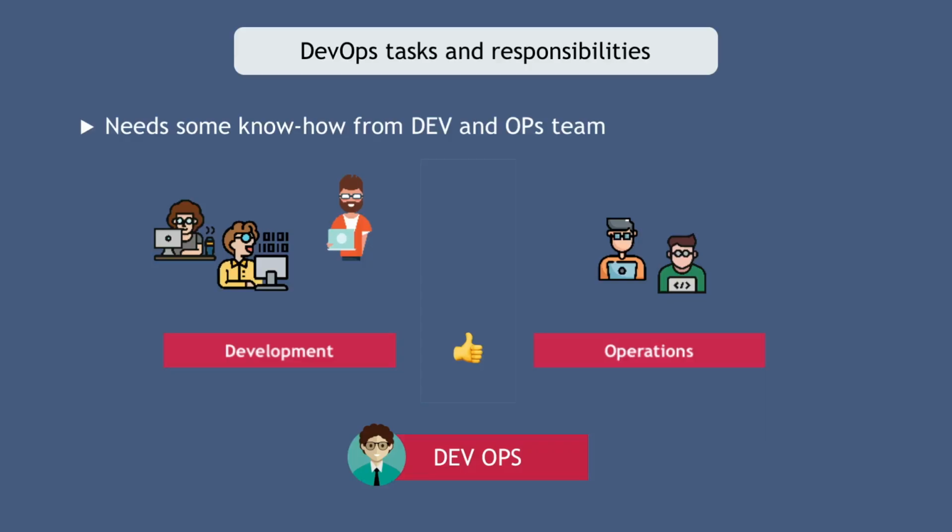So they have a subset of skills on both sides, so to say. And this subset of skills makes them able to communicate with both sides. So developers don't have to talk directly to operations, they can talk to DevOps, because DevOps has a common language with the developers. As well as on the other side, DevOps has a common language with operations, so they can transfer that message to the operations much easier.